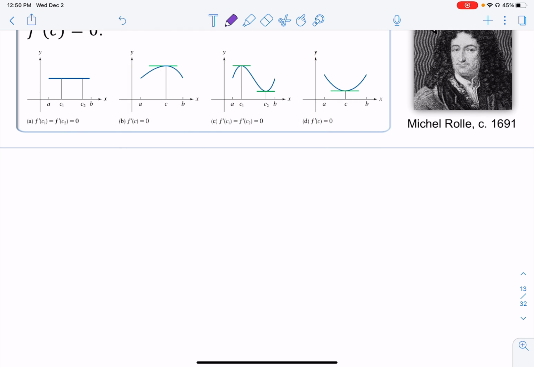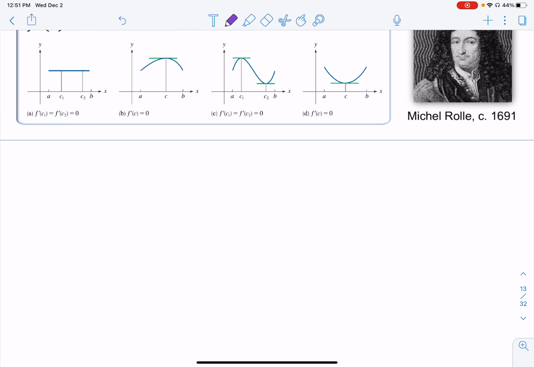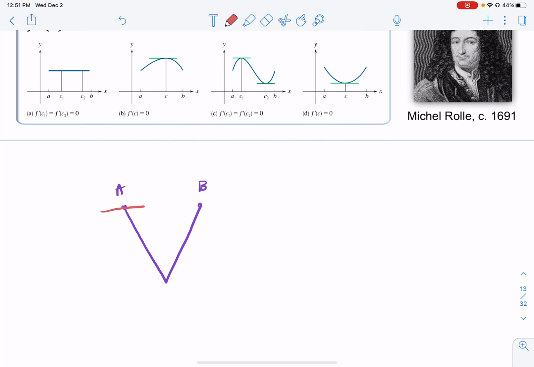If I draw in a function, first of all, that violates one of the conditions, the whole idea of it being differentiable. And I'm going to use the absolute value this time. So if I use an absolute value graph, and here are my two y values, a and b. Those two have the same y value. And if I were to connect these two, look how nice and horizontal that is. Okay, try that again. There is my horizontal secant line.